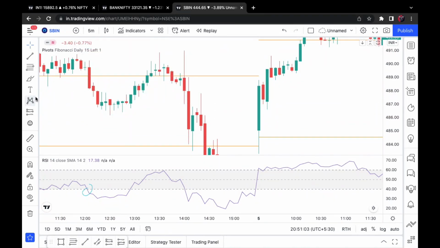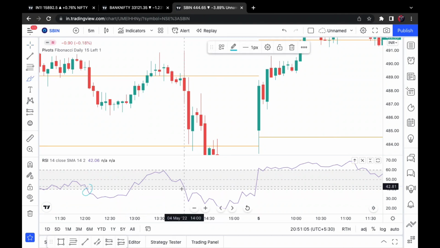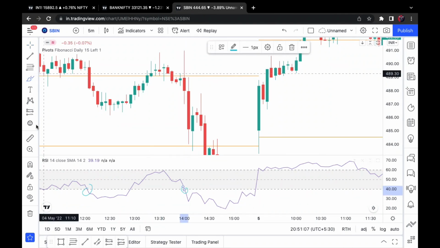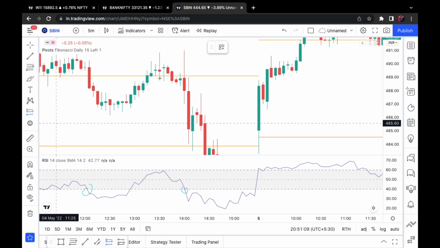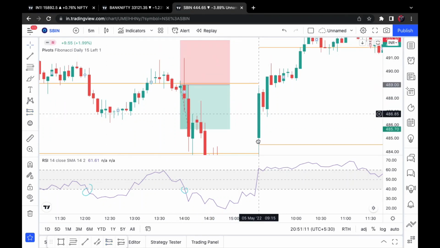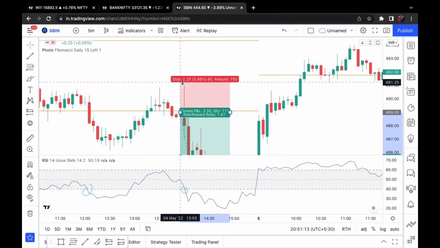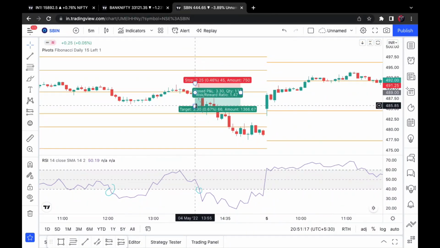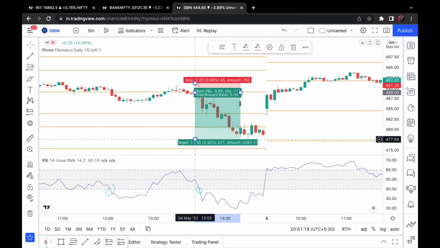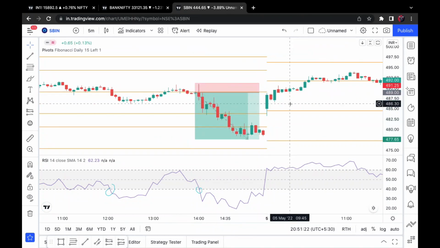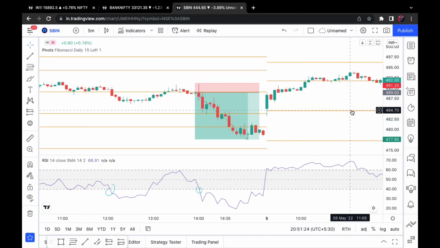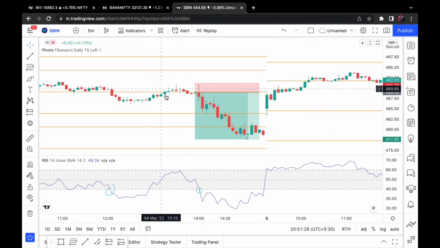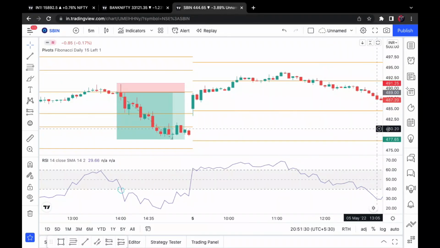But as you can see, we can see another decline in RSI. So you can take a trade here also by maintaining a stop loss above this candle, and you can see that 1:5 achieved by a simple strategy, and you have also recovered the previous day's loss. So this is a very good strategy.